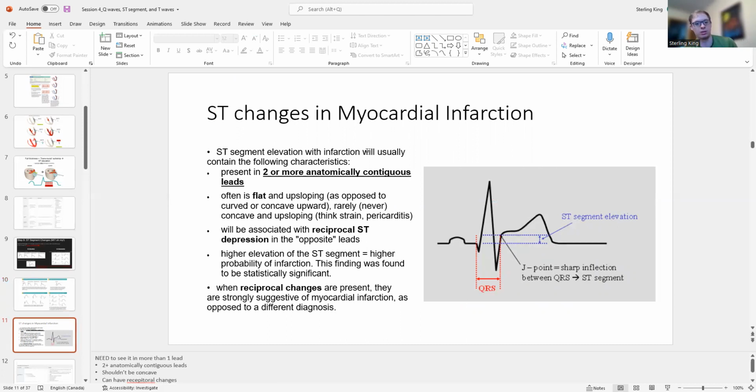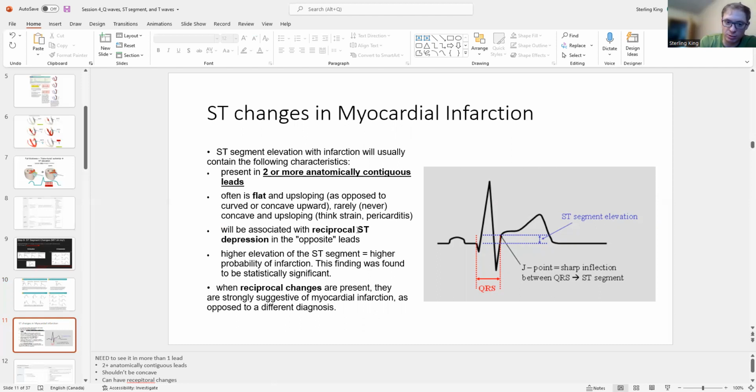ST segment elevation with infarction will usually contain the following characteristics. Present in 2 or more anatomically contiguous, or beside each other, leads. Like 1 and 2, 3 and 4, 1 and AVL, those are all beside each other. The ST segment is often flat or upsloping, as opposed to being curved or concave upward. It's basically never concave and upsloping. So if it's doing the smile or the frown, if it's going the other way, then think strain or pericarditis.